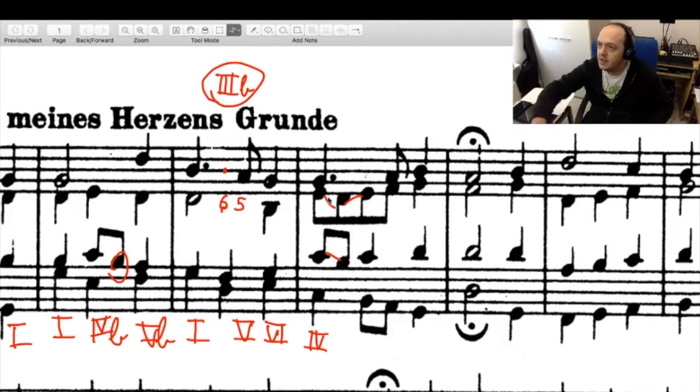You could say that's a lower auxiliary chord, but I'm not going to give it a Roman numeral label. I'm just going to circle it, show it as lower auxiliary, but I'm not going to give it a chord label.